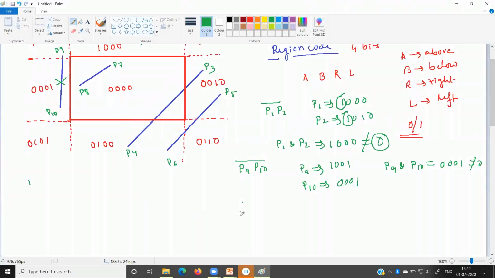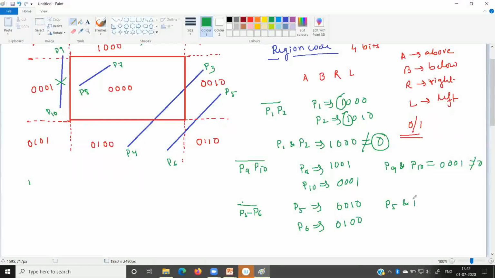So this is P5 and P6. What is the region code for P5? The region code for P5 is 0010. And what is the region code for P6? P6 is 0100. So here, if you perform the AND operation, or you can check for the similarity.